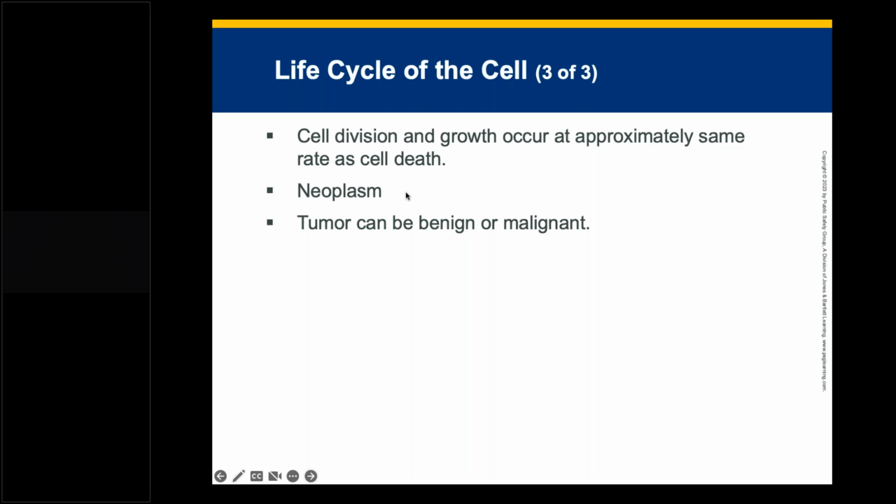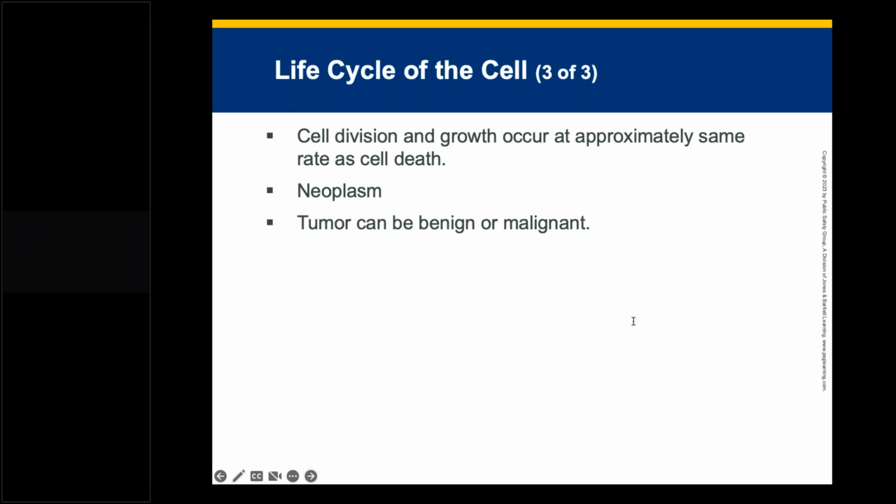So cell divisions with cancer. Cell division and growth normally occur at approximately the same rate as cell death. When cell division and growth occur at a higher rate than the cell death rate, tissues start to enlarge. Then we have something called a neoplasm, which is a mass of tissue produced by an abnormal cell growth and division. That mass can turn into a benign tumor when it remains within the epithelium, which seldom becomes life-threatening and can usually be surgically removed.